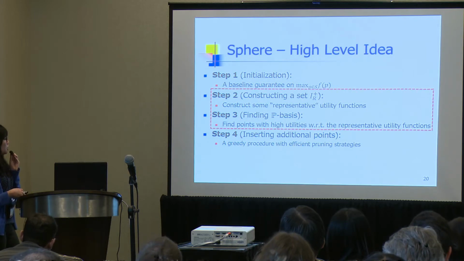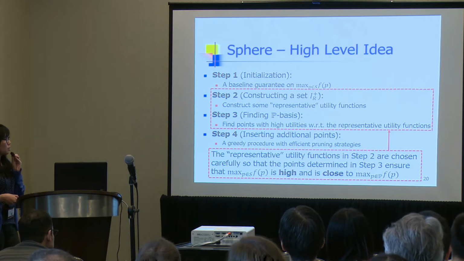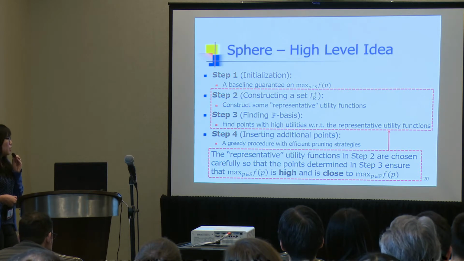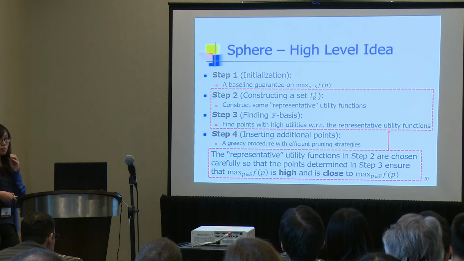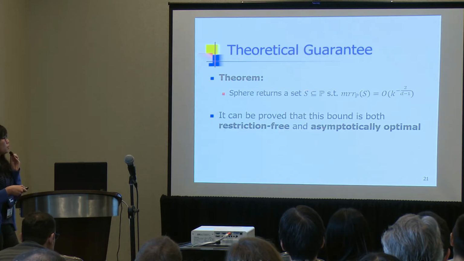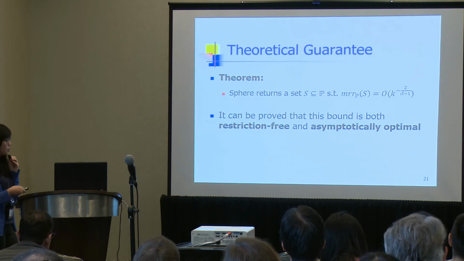The technical challenge is in step 2 and step 3. The representative utility functions constructed in step 2 must be chosen very carefully so that the points we can determine in the third step will ensure that the utility achieved by the points in our selected set is very high, and very close to the global maximum utility. Theoretically, we can prove an upper bound on the maximum regret ratio of the set returned by our algorithm, and this bound is both restriction-free and asymptotically optimal.